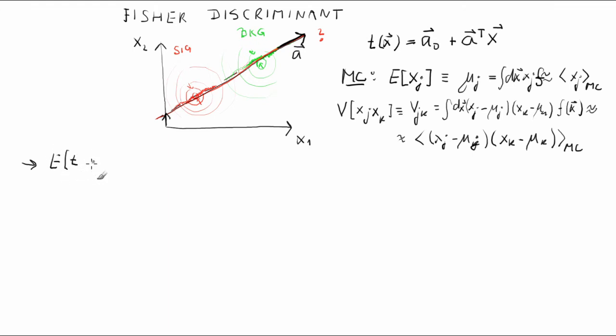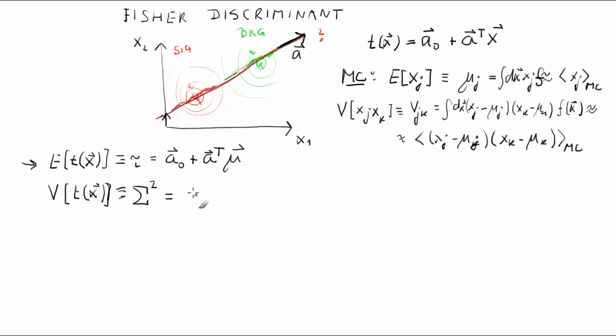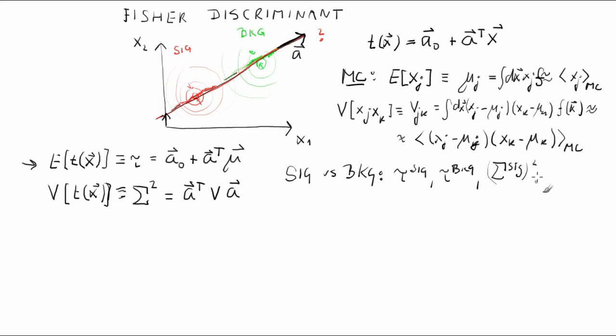Expectation value of t of x vector, definitorily equal to tau, is equal to a_0 plus a vector transposed times mu vector. Variance of t, definitorily equal to sigma squared, is equal to a vector transposed V a vector. Of course, the mean and the variance will be different for signal and background events. So we have tau signal, tau background, sigma signal squared, and sigma background squared.